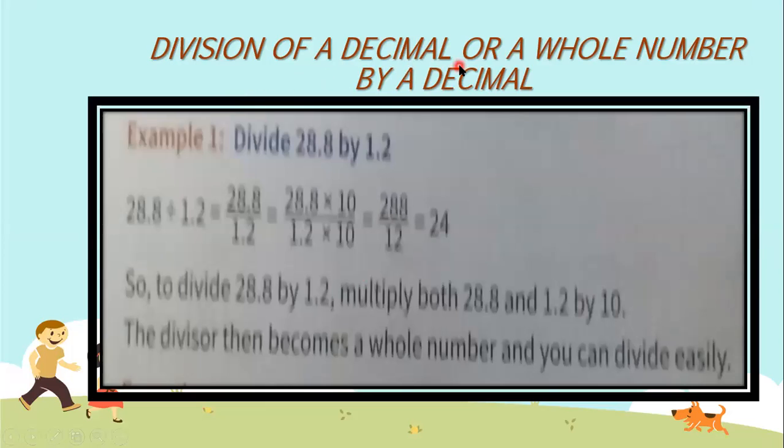Next, division of a decimal or a whole number by a decimal. So decimal by decimal, how do you have to divide? 28.8 divided by 1.2. So you will write 28.8 by 1.2. What you have to do is, here after the point, one decimal place only is there. So you should multiply both the numbers by 10. 28.8 into 10 by 1.2 into 10. So then it will become 288 by 12. So this value will become 24. So to divide 28.8 by 1.2, multiply both 28.8 and 1.2 by 10. Then the divisor becomes a whole number and you can divide easily.